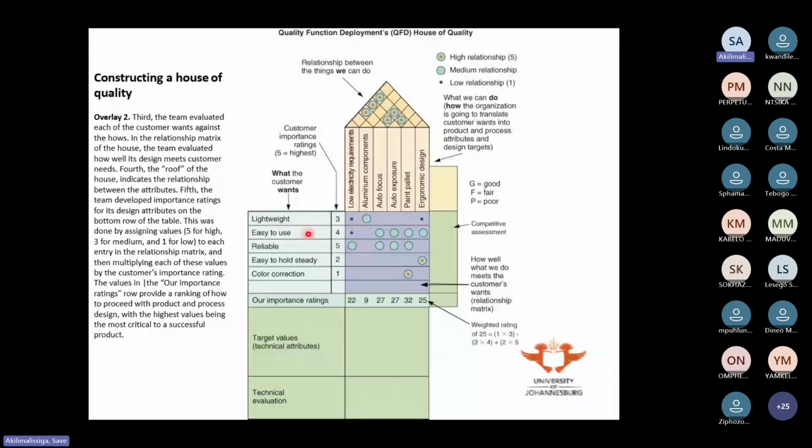Now, lightweight and aluminum components, they have a relationship. And based on the symbols that is here, this suggests that they have a medium relationship.